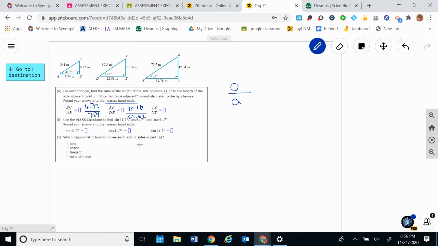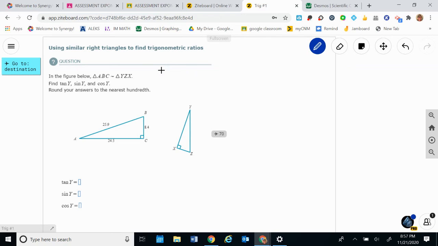Which trig function gives each ratio of sides in part A? And that is tangent, because tangent is equal to opposite over adjacent. Okay. By the way, we always need to put where we're standing and an equal sign. So I'm sorry for that ugliness that I just wrote. This is equal to tangent of A. Or tangent in general is opposite over adjacent.